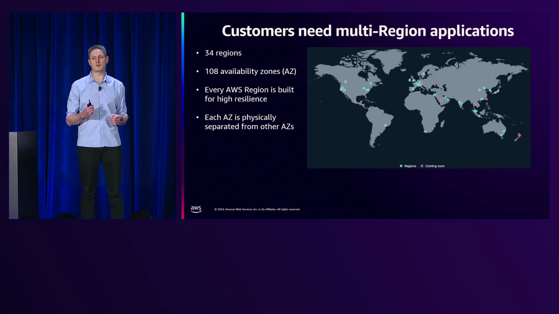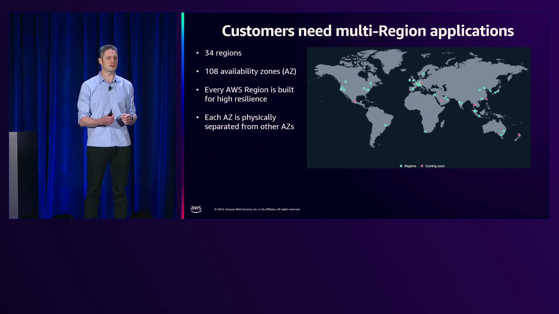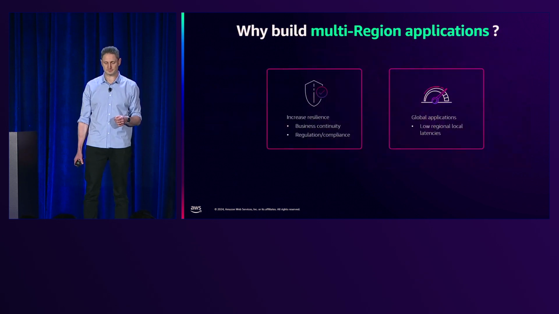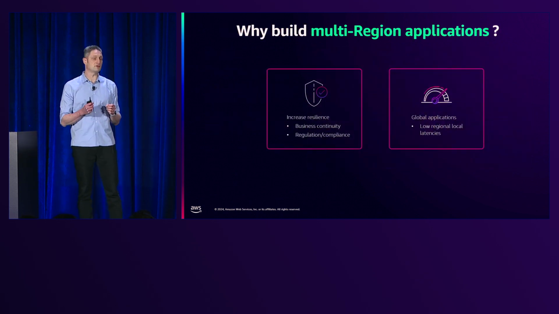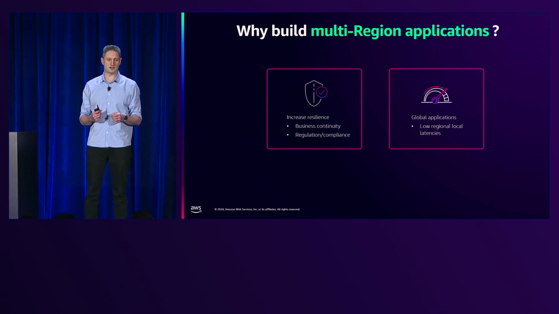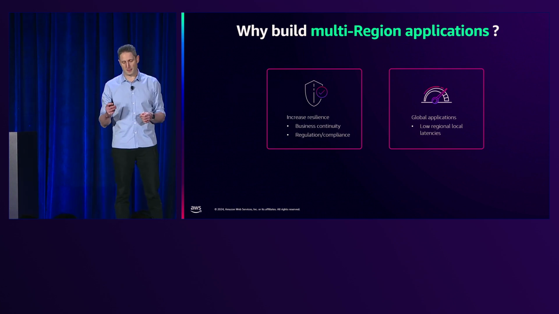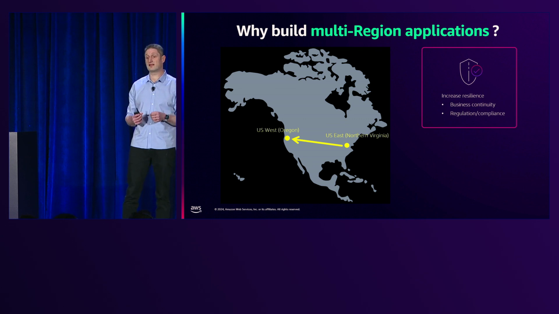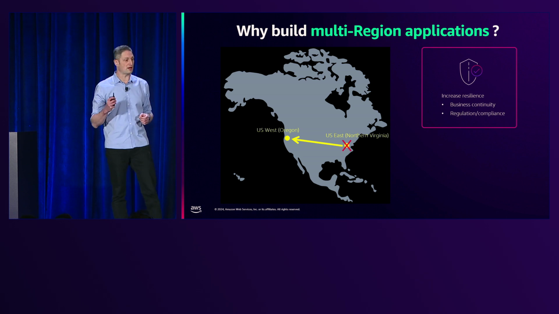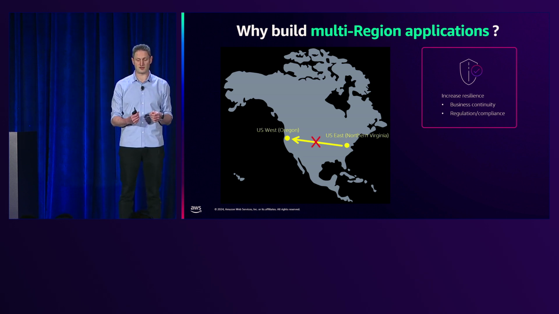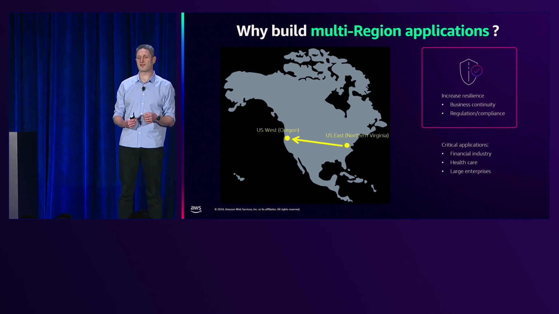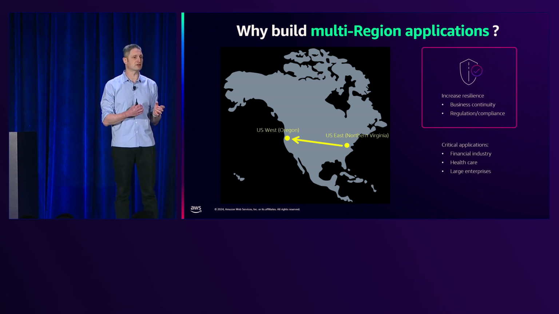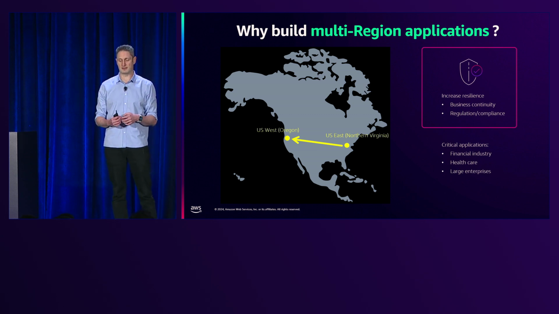So the question is, why do customers like you need to build multi-region applications? These are the two main reasons customers tell us that they need multi-region applications. The first reason is to increase resilience in the unlikely event of major disruption in a single region. This could be disruptions in the region, or disruptions in the networking or connectivity to the regions. These customers have critical applications, and they cannot tolerate such a risk, even though it has low probability.